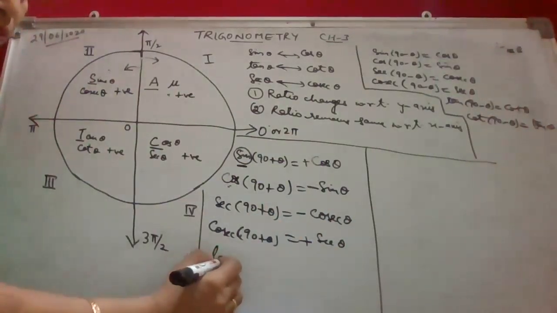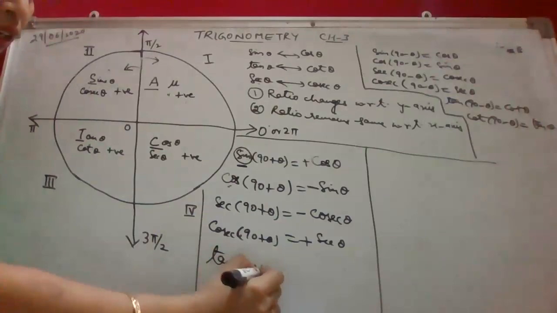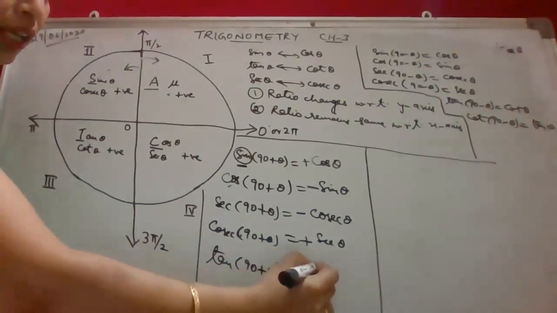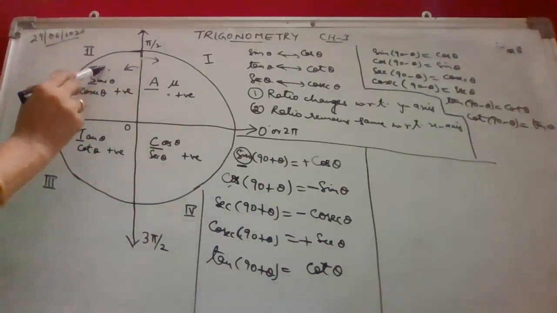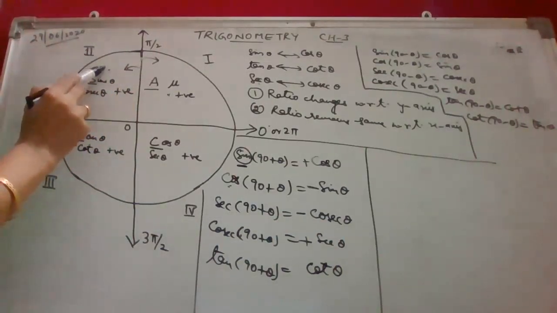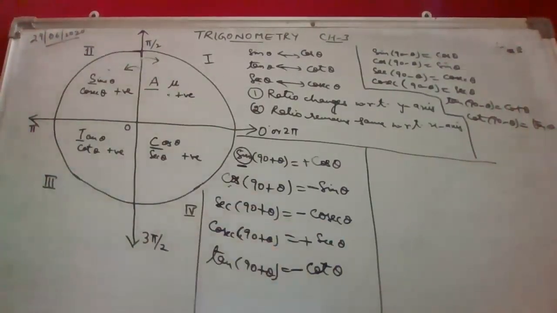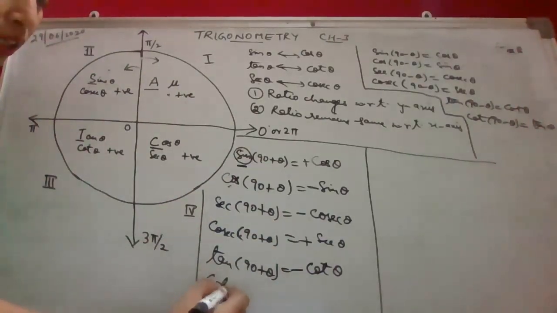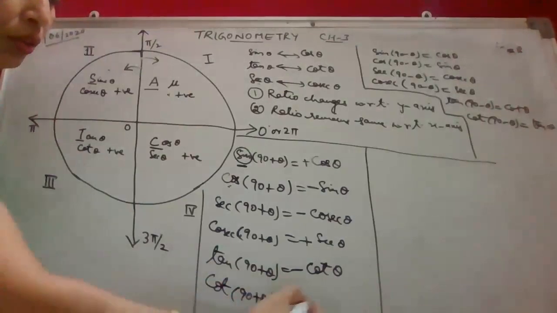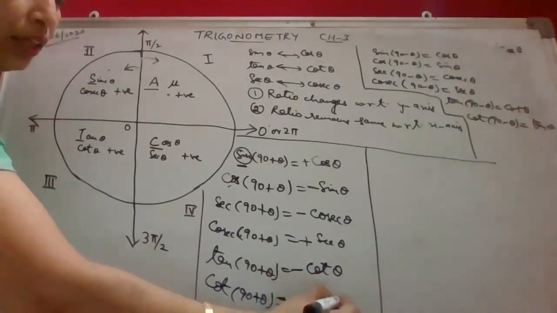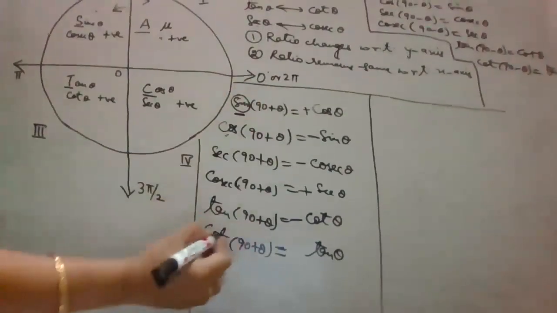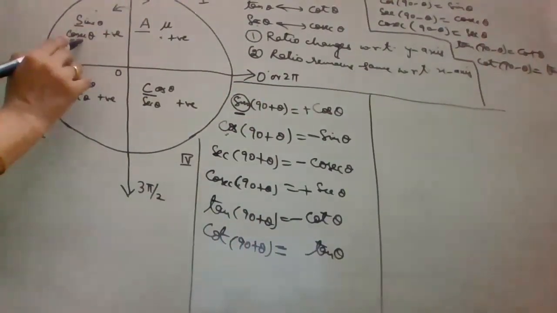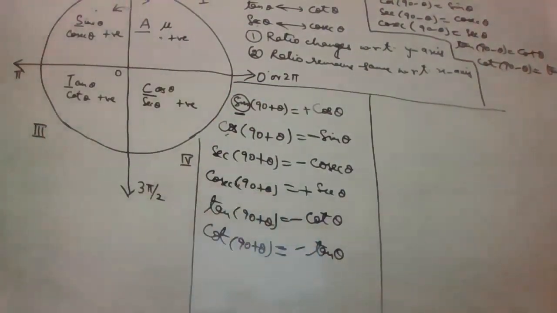Let us come to tan 90 plus theta. Tan will convert to cot theta. In the second quadrant tan theta is negative, so it will be a negative sign. Similarly, cot 90 plus theta is equal to minus tan theta. Cot will convert to tan, and cot is negative in the second quadrant, so this will be a negative sign.